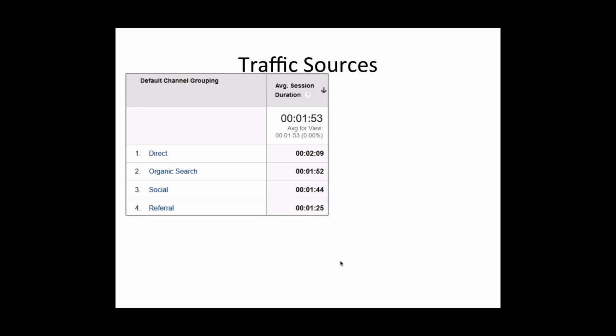Okay, now on its own, even looking at average session duration, it's not particularly helpful in this example. All this really tells us at the moment is that people who come directly or who find us through a search stick around longer than people who click a link on a social media site or another website. We probably could have guessed that.